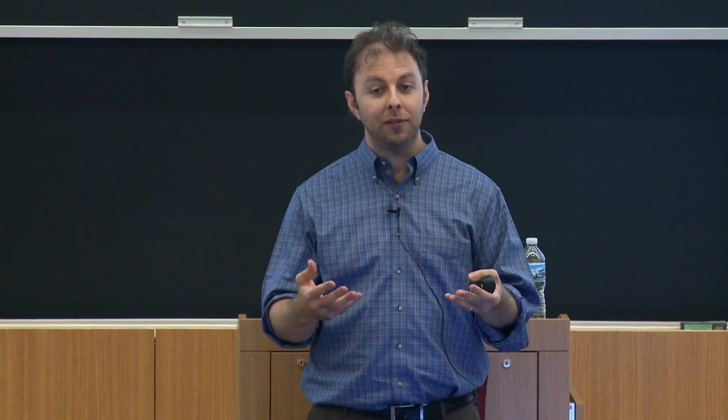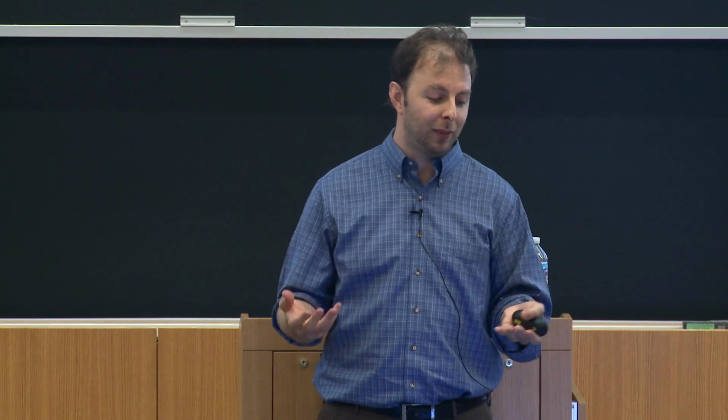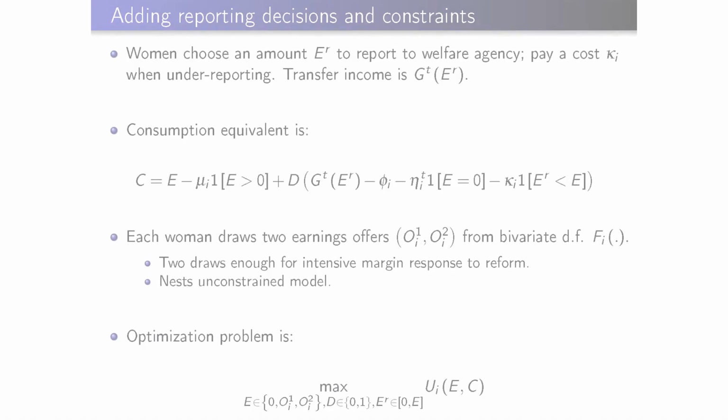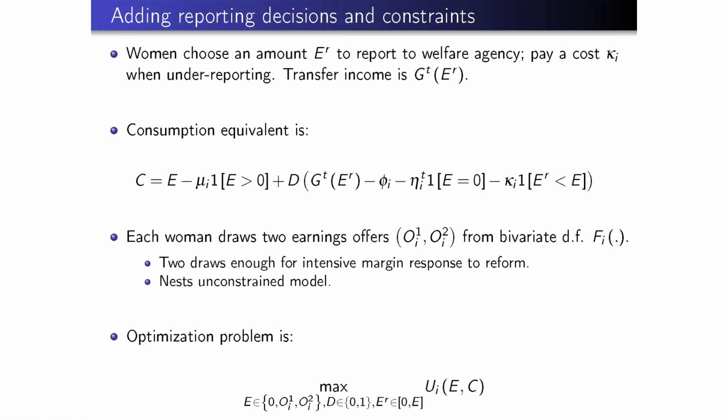Okay, now I told you I have to build in some extra stuff to not have the model be immediately rejected by stylized features of the data. So I'm going to add now reporting decisions and constraints. So now women choose an amount to report to the welfare agency, ER, in addition to the amount that they actually earn, okay? And transfer income depends upon the amount that you report, okay? But you face an underreporting penalty.